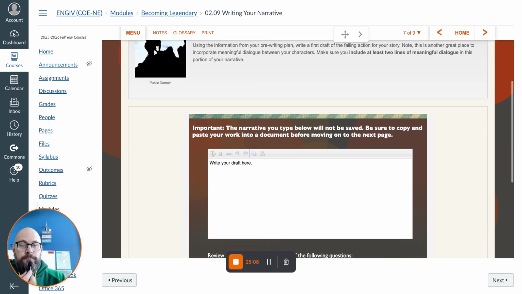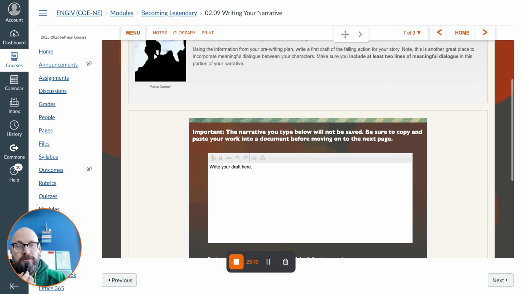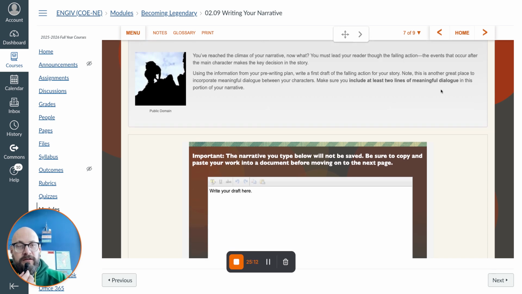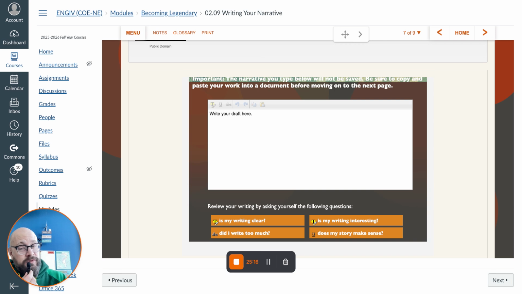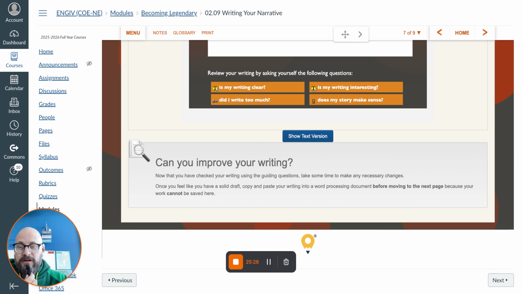So that is a requirement. Just make sure that you have at least 2 lines of meaningful dialogue. Again, people talking to each other. So this should come in the form of quotes, and make sure that you handle those according to MLA 9. You can check that document if you need to refresh yourself on MLA style.